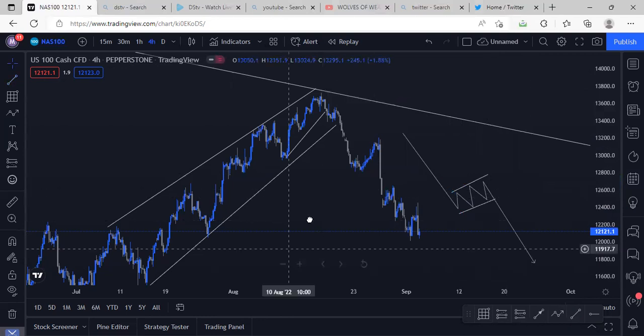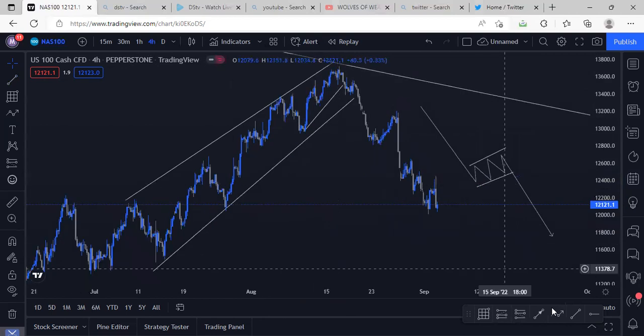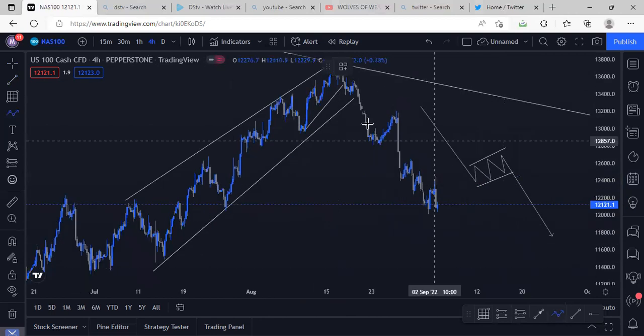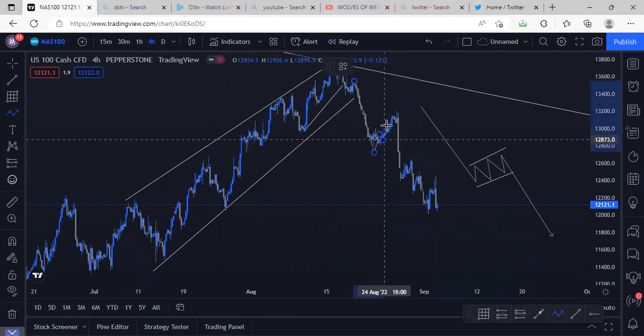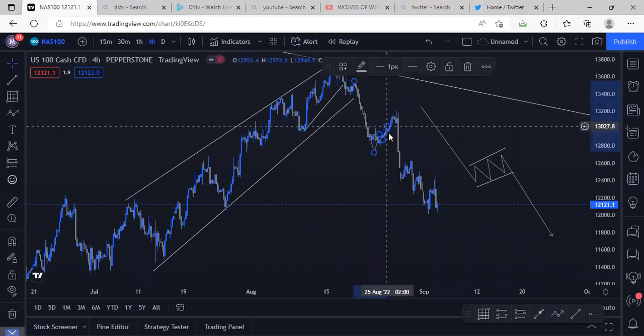So as you can see, for example, here we have an impulse, and we have a little bit of a correction right here, which is going to be clear on lower time frames.